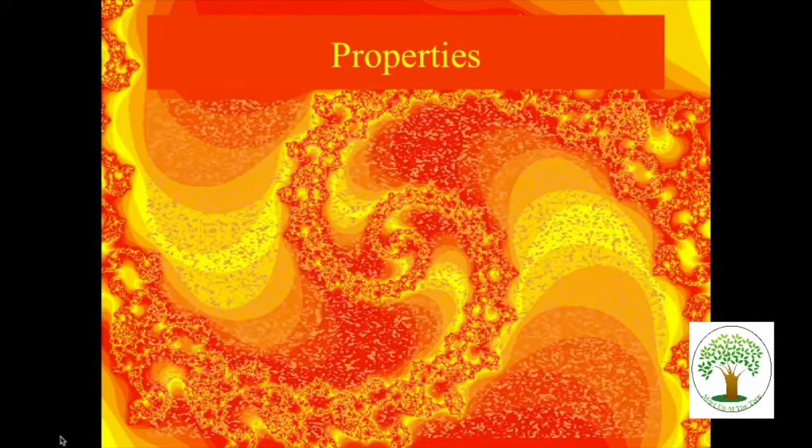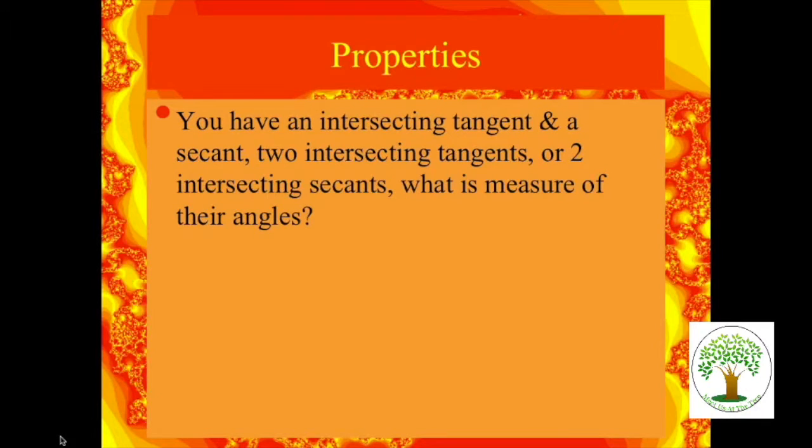That's exactly what we're going to have here. We have an intersecting tangent and a secant, two intersecting tangents, or two intersecting secants. What are the measures of the angles? I'm going to just bring up this one. Is this secant tangent, tangent tangent, secant secant? Secant tangent. We are going to try to find this angle right here.